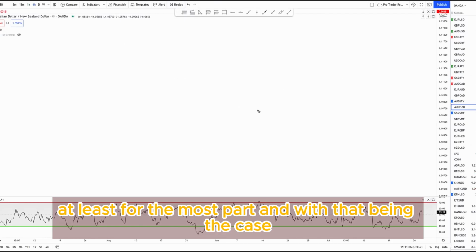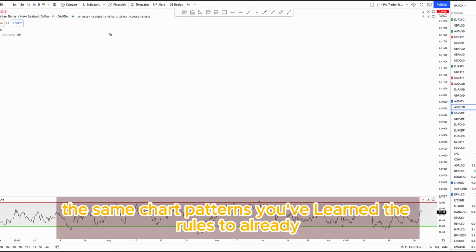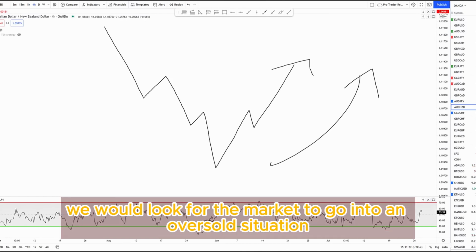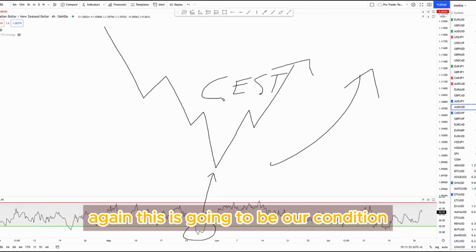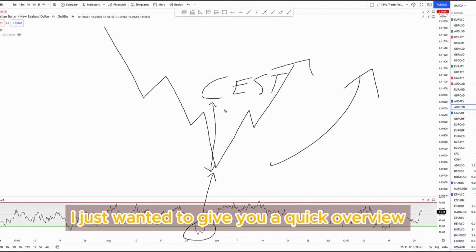And with that being the case, what we're looking for now is going to be these same price patterns, these same chart patterns you've learned the rules to already, to happen when markets get oversold. For an inverse head and shoulder pattern, we would look for the market to go into an oversold situation. We would then have specific rules for our entry, stops, and targets. Again, this is going to be our condition. We're going to do this on some real charts. I just wanted to give you a quick overview.